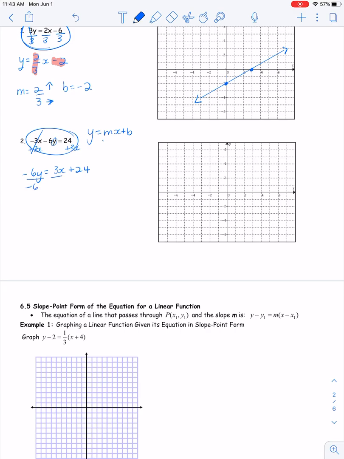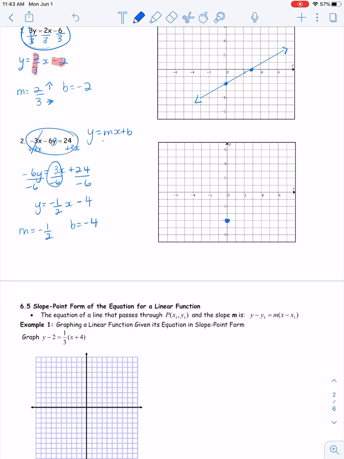Then I'm going to divide everything by negative 6. Y is equal to negative 1 over 2 x, because I'm reducing 3 over negative 6. And then 24 divided by negative 6 is negative 4. So I just reduce that. Now my slope is negative 1/2, and my y-intercept is negative 4.